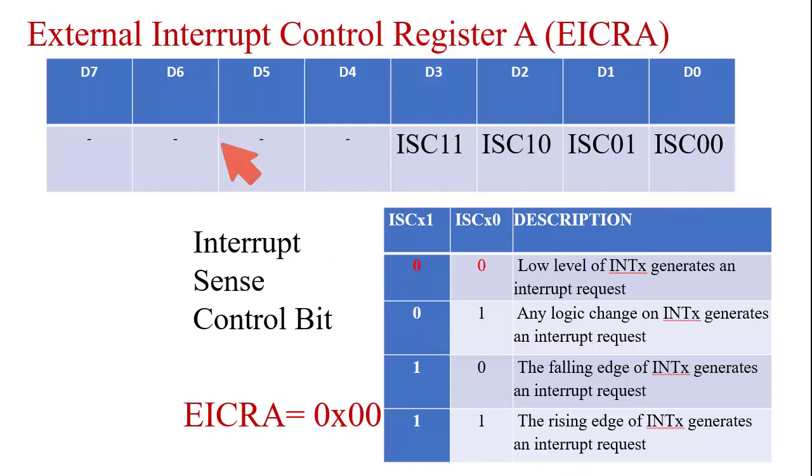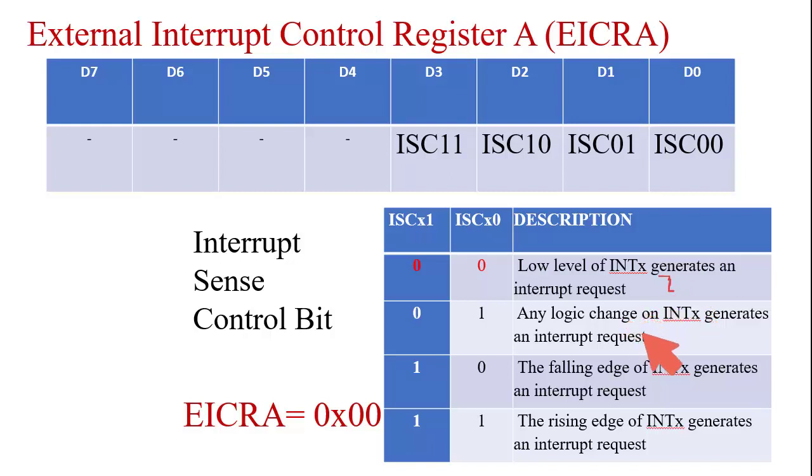The next register is external interrupt control register A, EICRA. This register is used to define what will be the nature of the interrupt signal. Different types of signal might be considered as interrupt. Say low level. When a signal is low for a particular duration, then this signal will act as an interrupt.